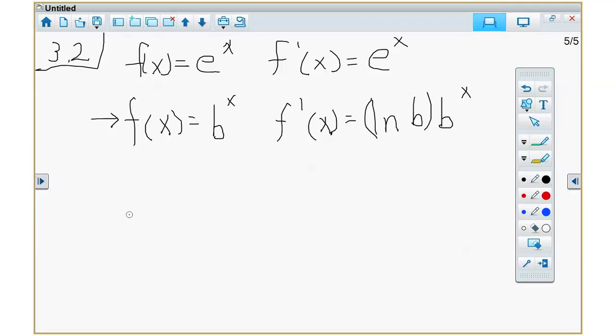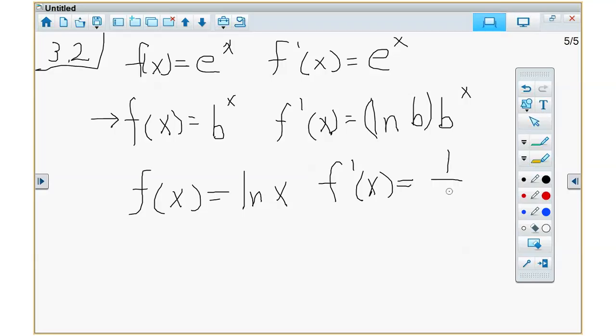The next one is real easy because I've already showed it to you. F of x is equal to, they use natural log. Natural log of x or log of x. F prime of x is equal to what? Anybody know it? 1 over x. Never mind. You were thinking something else, right? Yeah, it's like ln. I know what you were thinking of.